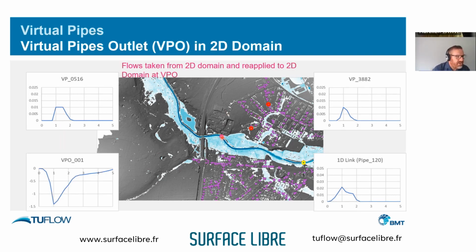We might have the situation where we're applying it to the 2D domain. So we could say everything in this location is being drained to this point. So we have a virtual pipe outlet, and that's what we've got here. Negative flow is flow from the virtual 1D domain to the 2D domain. So we're draining flow at all these nodes, and we're just applying it to that 2D location.